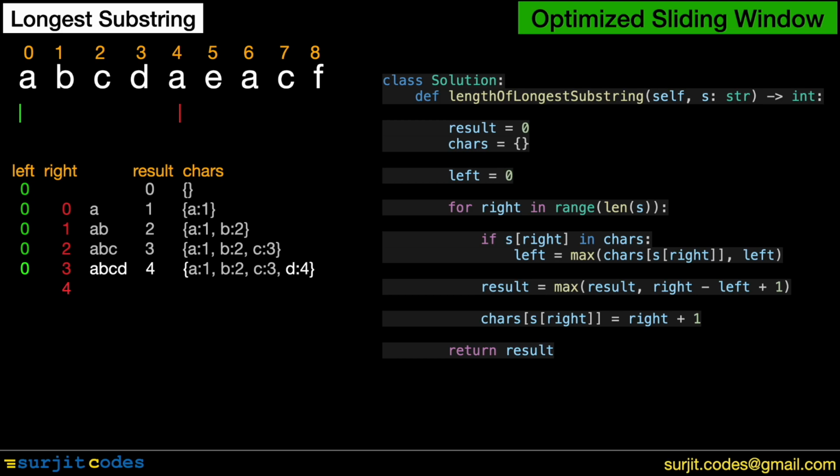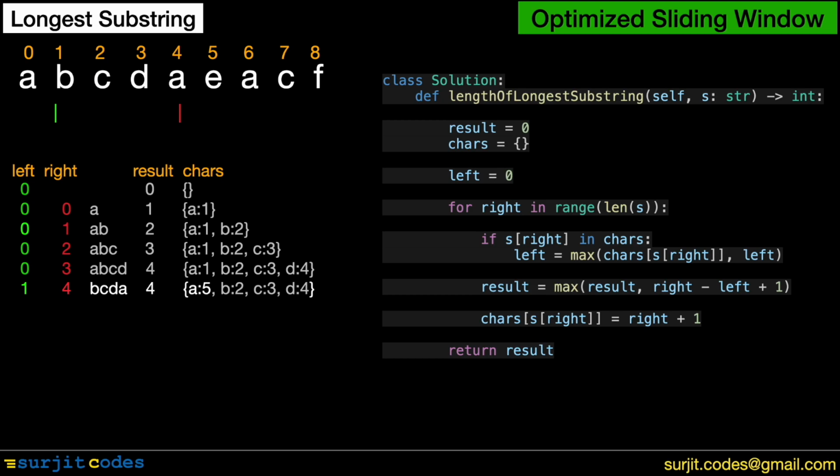Now right becomes 4 where character A is present, which is a duplicate and already present in the dictionary. Hence the if statement is executed and the left pointer of the window moves directly to the position saved in the dictionary against A, which is 1. So the left becomes 1. Note that the left pointer cannot move backwards. Now substring is BCDA and its length is 4, result remains unchanged.